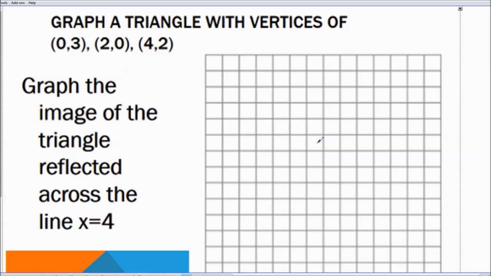All right, let's do it this time with a triangle. Okay, and so we're going to be asked to reflect this across the line x equals -4, and we've got our points of the triangle here. So why don't we take a minute and try to get this set up.